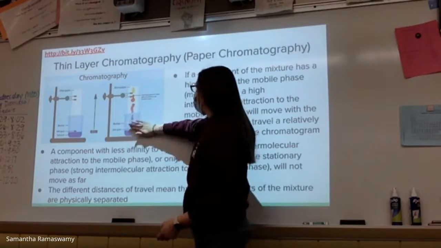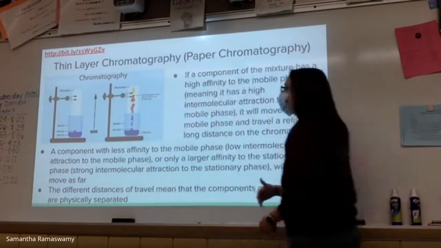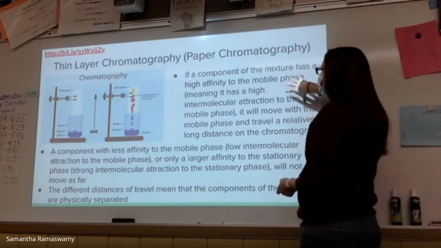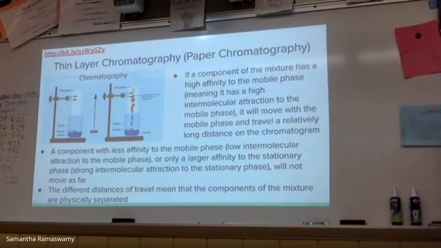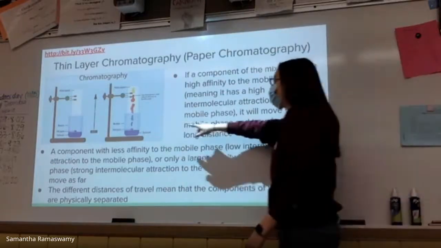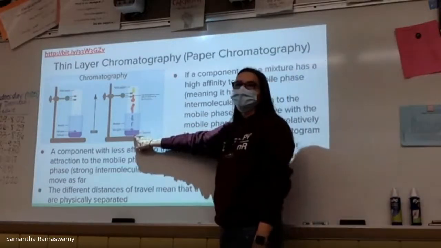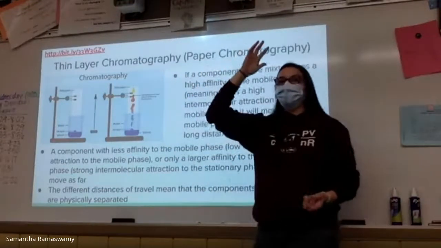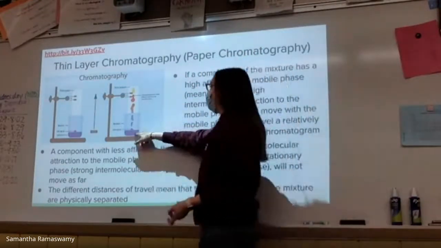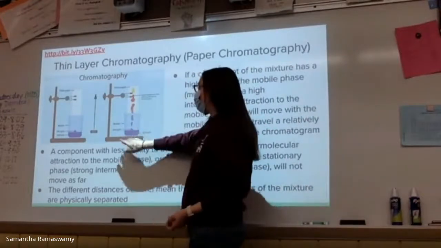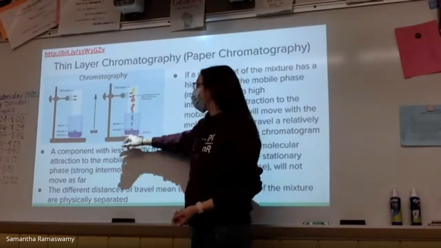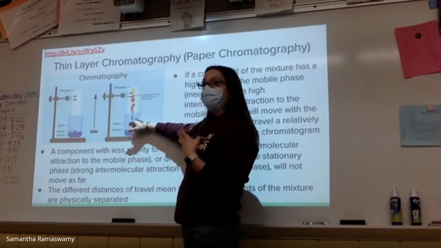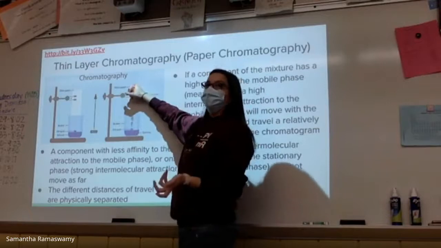And then it slowly moves up and it separates the components based on the attractions. So if one of the components of the mixture has a high attraction to the mobile phase, so to the solvent, let's say the blue color moved up really far on the chromatography paper. If the blue moved up really far, that means it was attracted to the solvent, because as the solvent moved up, it kept moving with the solvent all the way up the paper.